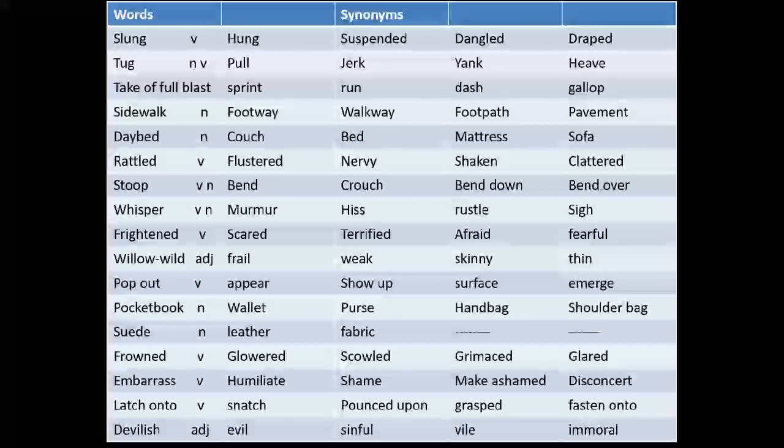Sweet is a noun. It is a leather or a fabric. Frowned, it is a word often used in book 1. It is a verb. Its equivalent words are glared, scowled, grimaced. Embarrass, here it is being used as a verb. Humiliate, shame, make ashamed, disconcert.